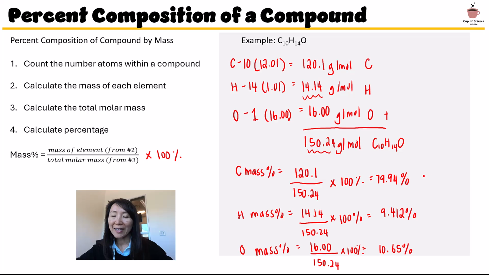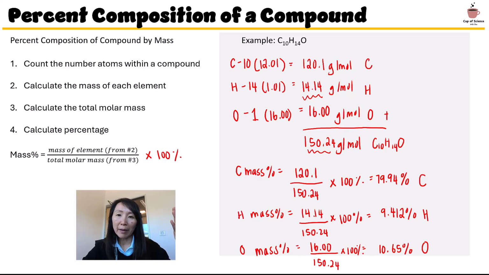Okay, and here's the key. So the top one was for carbon, this was for hydrogen, and this is for oxygen. What this tells me is by mass, there is 79.94% carbon in this molecule. By mass, 9.412% is hydrogen, and by mass 10.65% is oxygen.